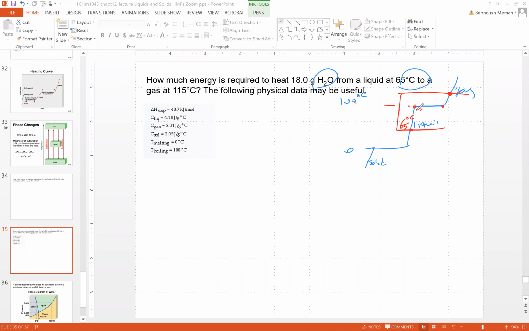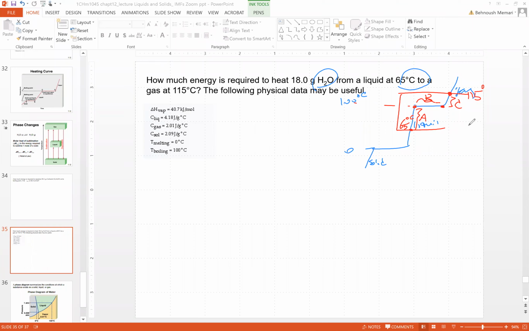So I need some heat to change the temperature from 65 to 100 degrees. If I call this A, then I need some heat to change from 100 degree liquid to 100 degree gas. Then I need to change from 100 degree gas to 115 degree gas. So that is segment C. And for each one, I have to decide, am I using Q or am I using delta H.